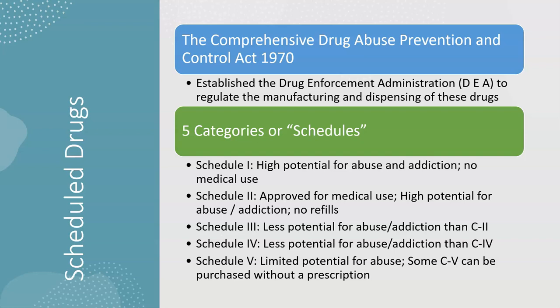And then Schedule 5 has limited potential for abuse. Most of these are combination drugs. Phenergan with codeine, Tylenol with codeine elixir, the liquid kind, not the tablet. The tablet would be a C3, but the liquid is a C5. Even some diarrhea medicine, Lomotil, would fall into the C5 category. Most of these will require a prescription, but technically by law, Phenergan with codeine doesn't require a prescription. Chances are a pharmacist won't sell it to you without one, but pharmacists do have the right to refuse.